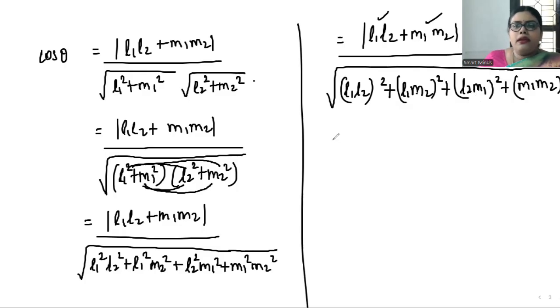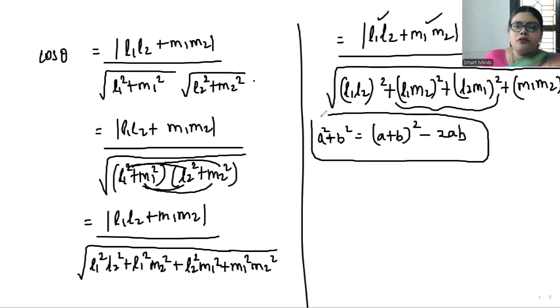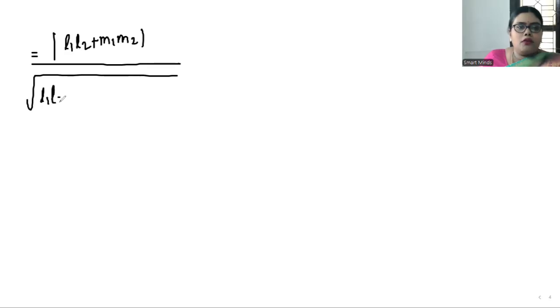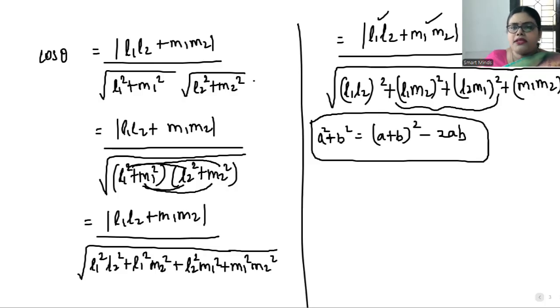But then here it is in the form of A square plus B square. So we have a formula: A square plus B square is (A plus B) whole square minus 2AB. This formula I'm going to use now. So let us see how I'm going to apply that. So that is mod L1 L2 plus M1 M2 by root over L1 L2 square plus, in the place of this, L1 M2 square plus L2 M1 square.